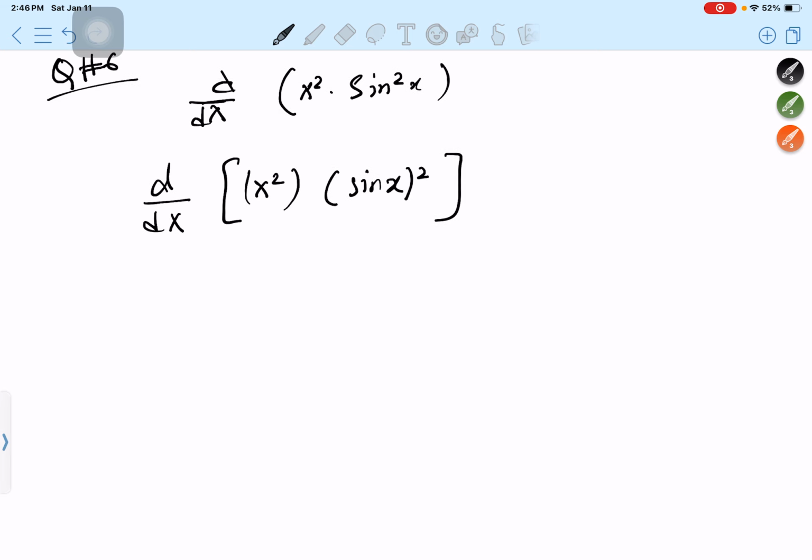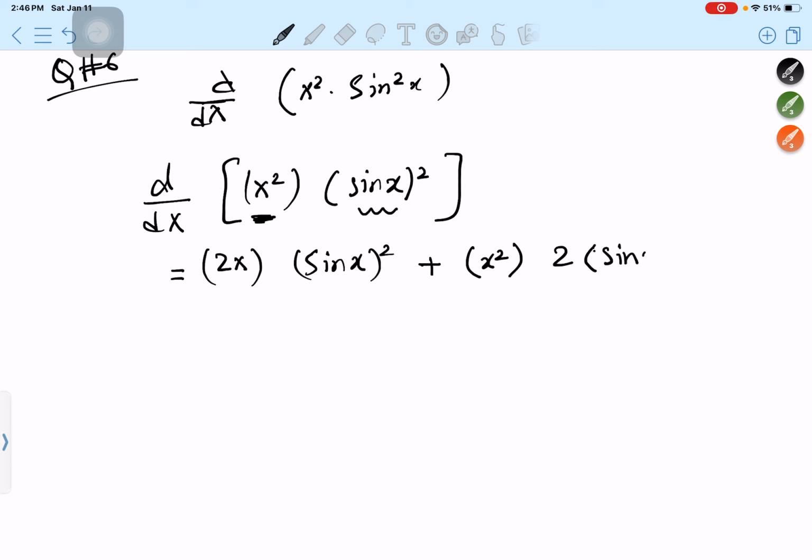So if we take the derivative of the x squared part, we'll just get, well, 2x. Let's leave the sine x quantity squared alone. Plus in the product rule, we'll leave the x squared term alone. And now if I take the derivative of the sine x squared term, well, the 2 comes out front. We have to leave the inside alone. Take 1 away from the exponent, multiply by the derivative of the inside, which is just going to be positive cosine.